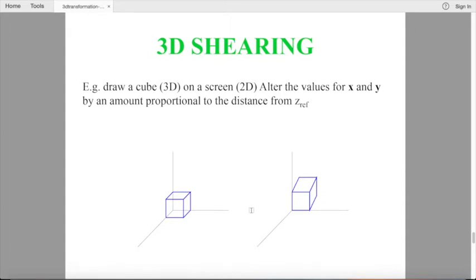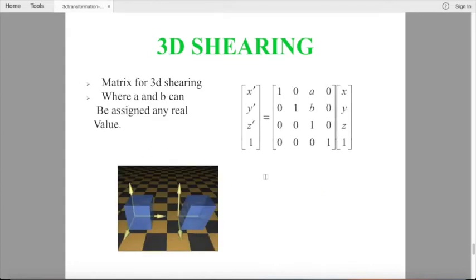Later, the shift of x and z by an amount proportional to the distance from z, like this. And the matrix for 3D shearing, where a and b can be any real value, it can change by using this formula to create.